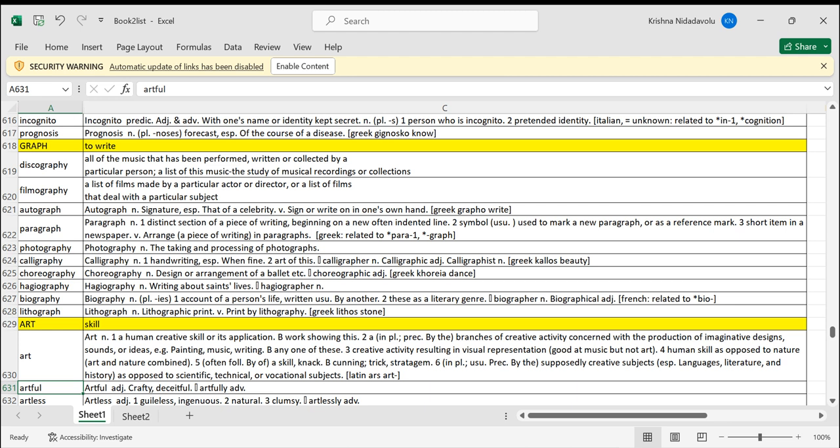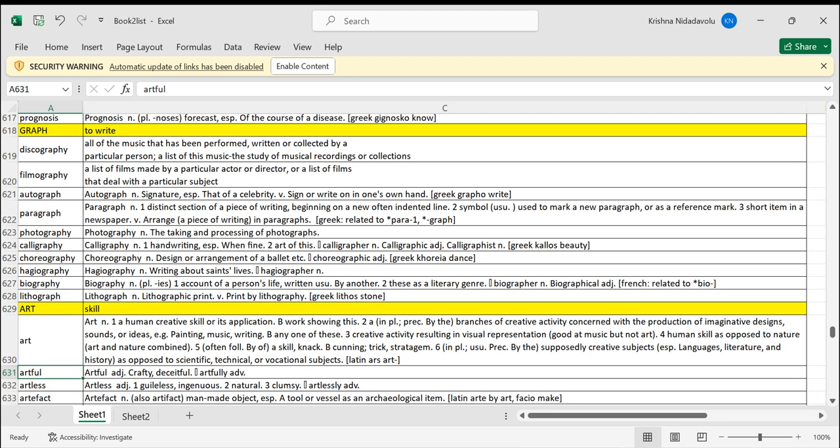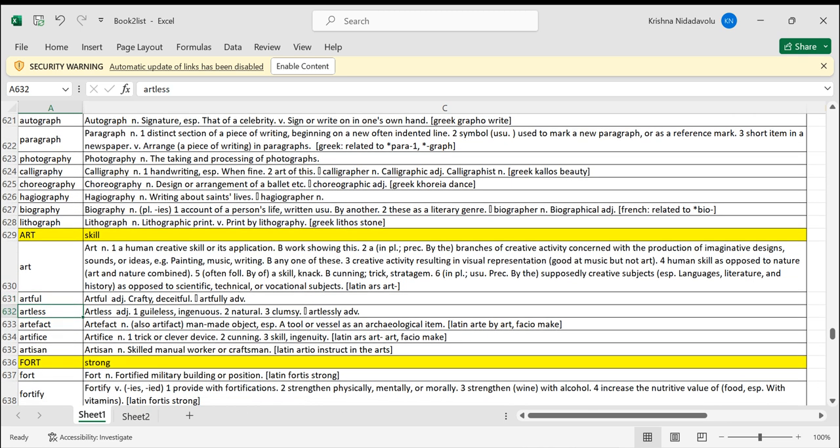Artful argument. What is an artful argument? An artful argument is something that cleverly leaves out certain details and plays up others so as to make a stronger case. Generally it is done by lawyers. They leave out certain things, but use certain other things to make the case stronger. That is clever, crafty, wily.